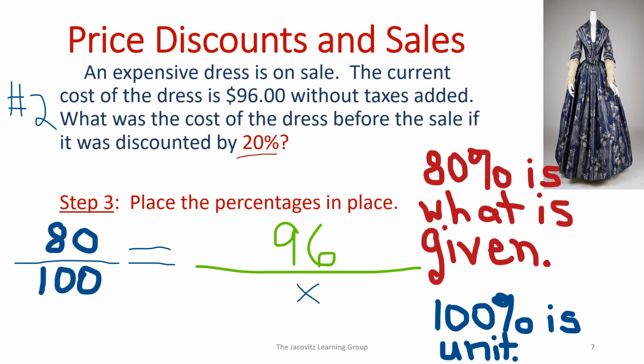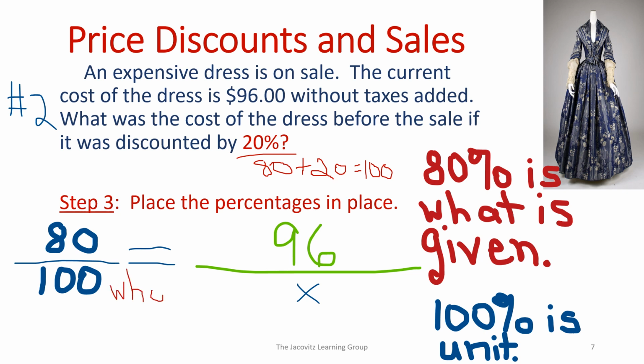80 is what's left. 80 plus 20 equals 100%. And I already wrote this over here. 80% is what is given. And 100% is the unit. That's the total whole, right? So this is where your whole is, and this is the real part.